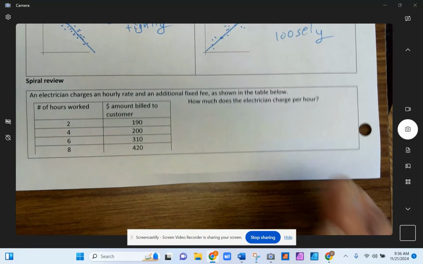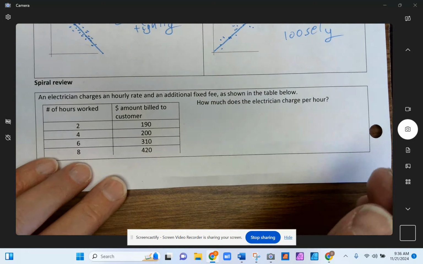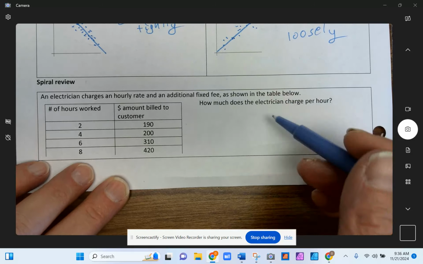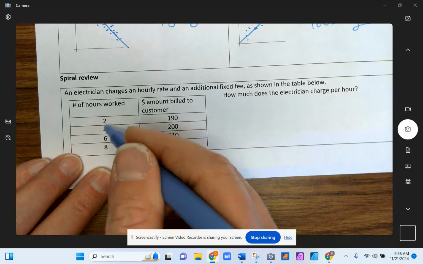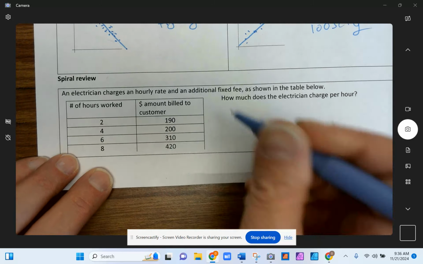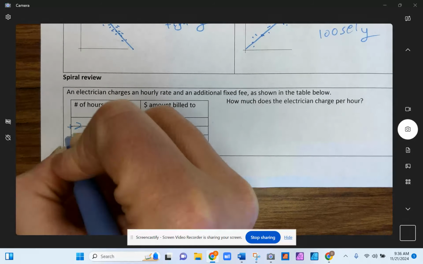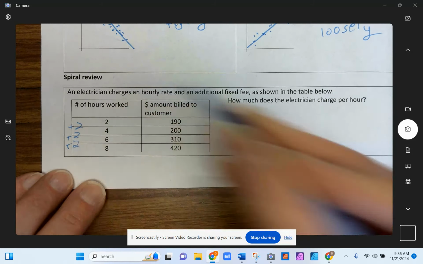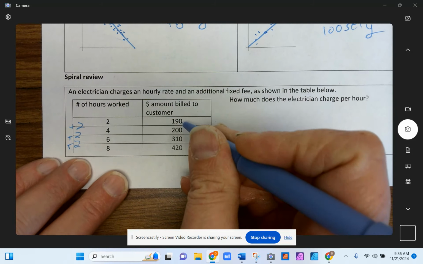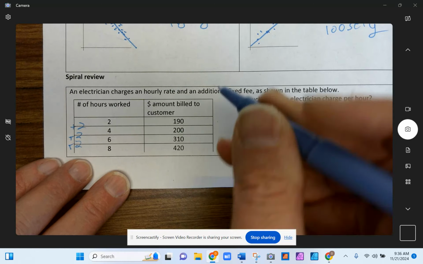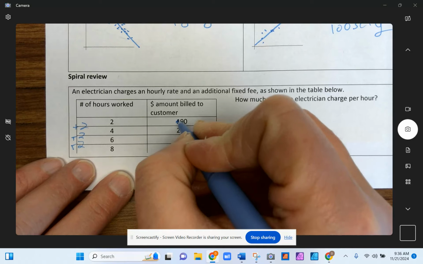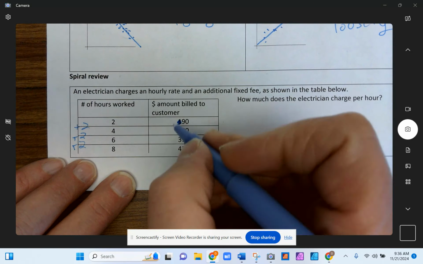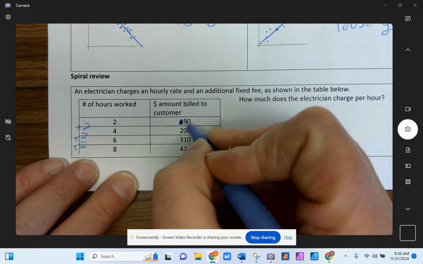An electrician charges an hourly rate, and an additional fixed fee is shown in the table below. How much does the electrician charge per hour? So we have the number of hours worked here versus the amount billed to the customer. So we'll figure out the pattern. We're going up by twos here. And then these are going up by, let's see, 200. Oh, I should change that. I'm going to say that's 90 rather than 190. My bad.